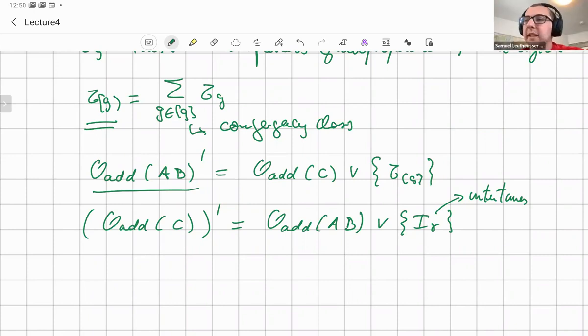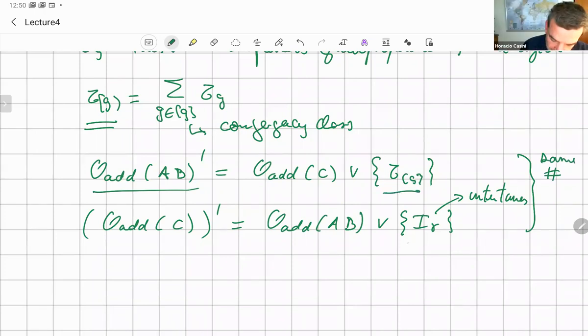Okay, thanks. So one thing you can see from here is that there are the same number of operators, because these are conjugacy classes, these are representations, and for finite groups they are the same number. And what about the fusion rules?